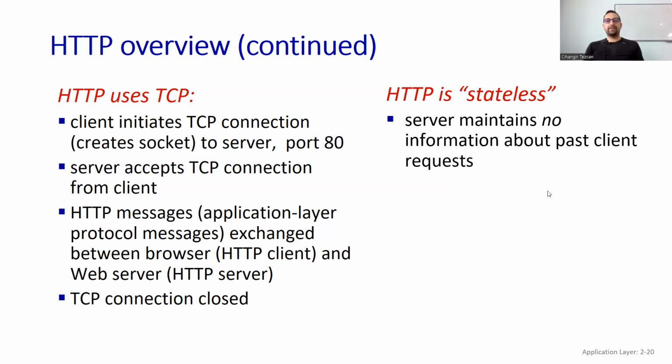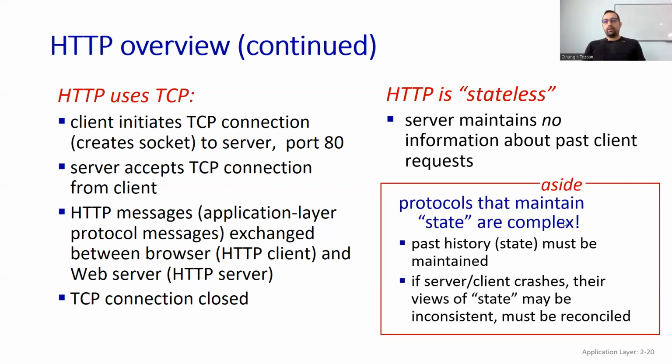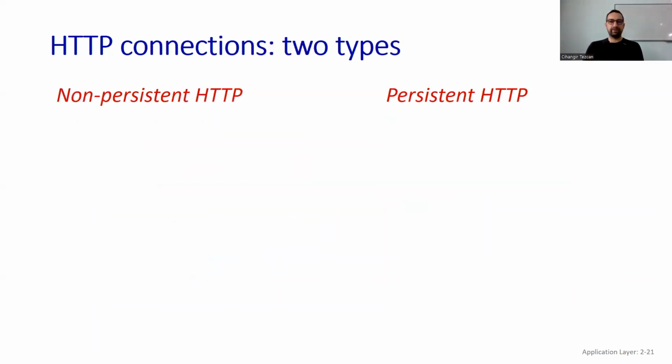So here, as you can see, HTTP is stateless. The server maintains no information about past client requests. Protocols that maintain state are complex because past history state must be maintained. If the server or client crashes, their views of state may be inconsistent and must be reconciled, and so on. For this reason, we will talk about cookies in a minute. But let's see persistent and non-persistent HTTP first.